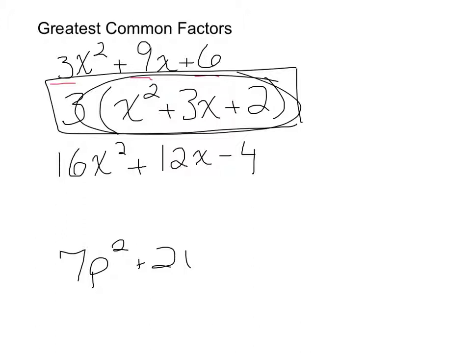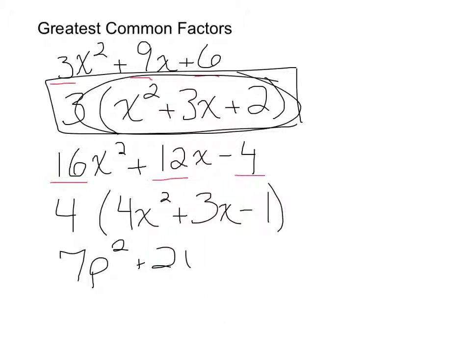All right, on the second one, we have a 16, a 12, and a 4. All of these have a factor of 4, so we're going to factor out the 4. 4 times 4x squared gives me 16x squared. 4 times 3x gives me 12x. And 4 times negative 1 gives me the minus 4.